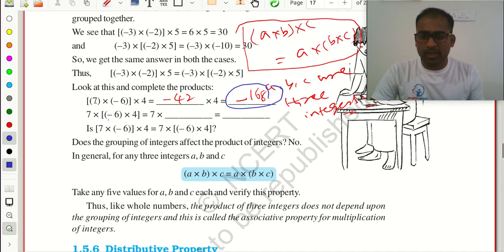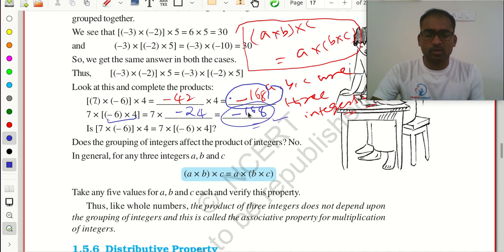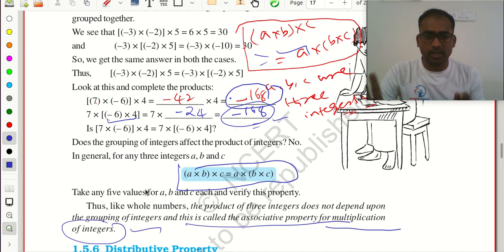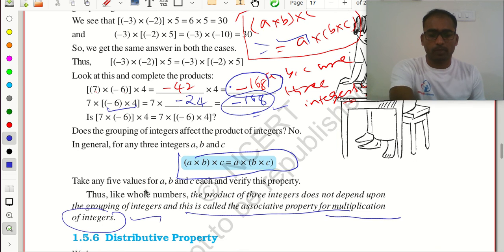Then again, here 7 multiplied with minus 6 into 4. So here, minus 6 into 4 is how much? Minus 24. 7 into minus 24 is how much? Minus 168. This 168 and this 168 are the same, na? So this equation is satisfied. So I can say that for these integers, the associative property for multiplication is satisfied under multiplication.